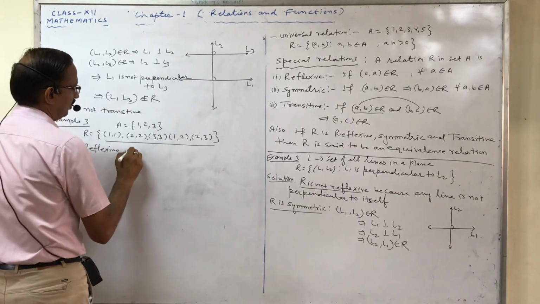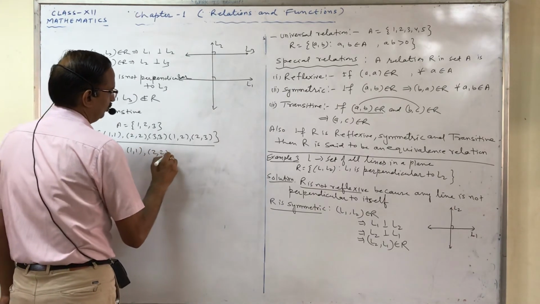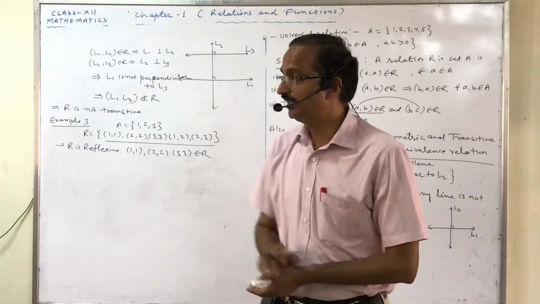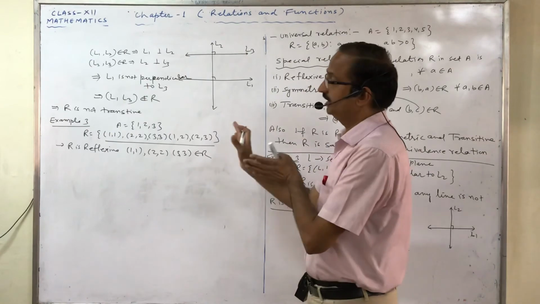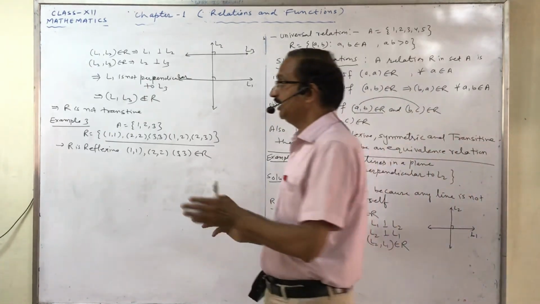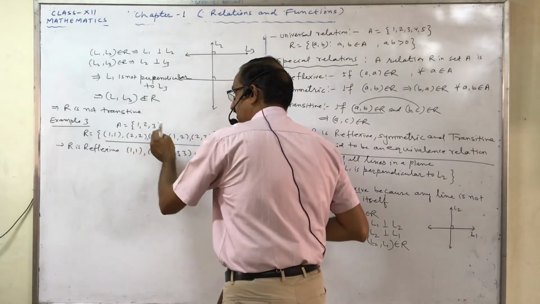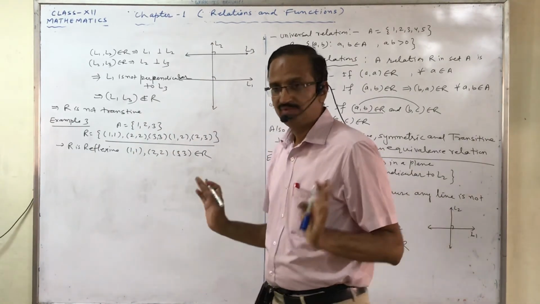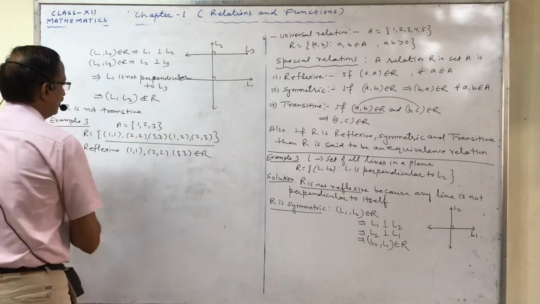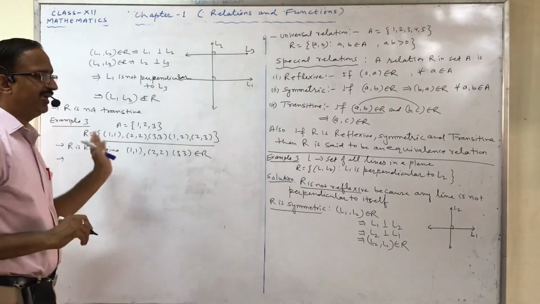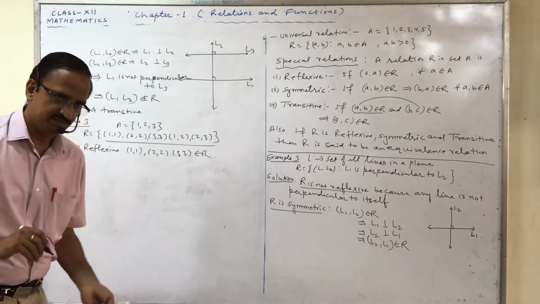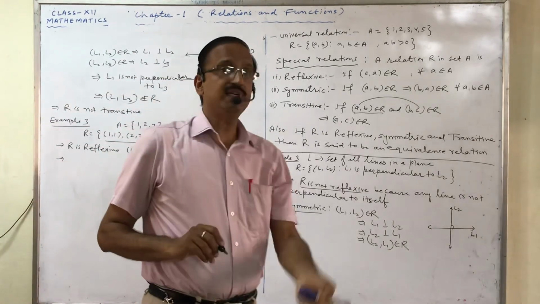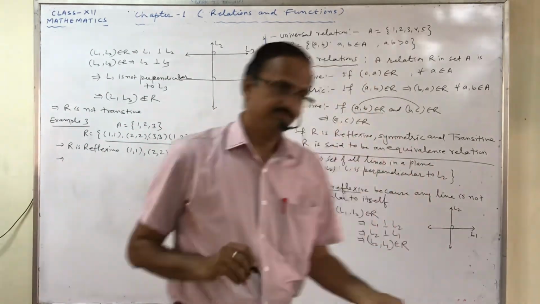Why reflexive? Because (1, 1), (2, 2), (3, 3) belongs to R. So for the reflexive property in this type of question, we will check this property for all the three elements. It should be applicable for all the three elements. Now, symmetric. For symmetric, it is not necessary that each and every element is related to other element. But if A is related to B, then it is compulsory that B is related to A.